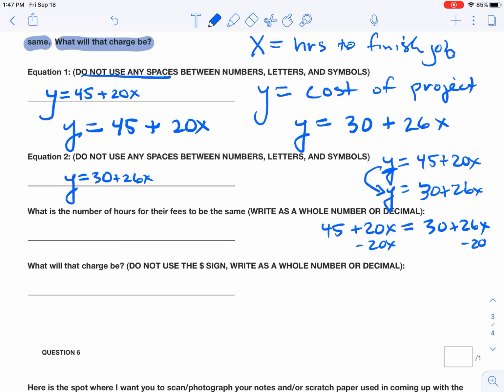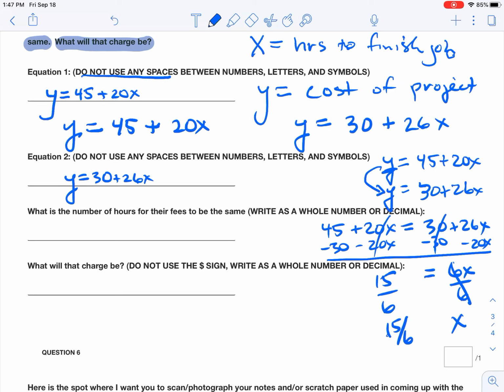Subtract 20x. Subtract 30. This ends up with 6x, and by the way, these cancel, and 45 minus 30 is 15. And so when I divide by 6, this cancels out, and I end up with an answer of 15 over 6, which is, in a mixed numeral, 2 and 3 over 6 hours, which is 2 1/2 hours. So right away, my X value is 2.5 hours.